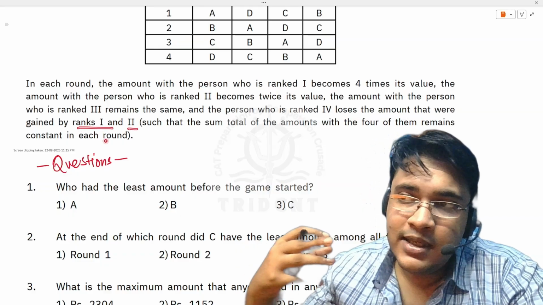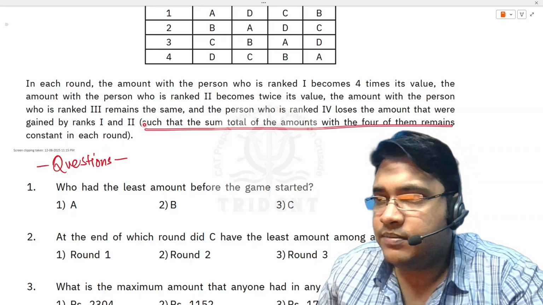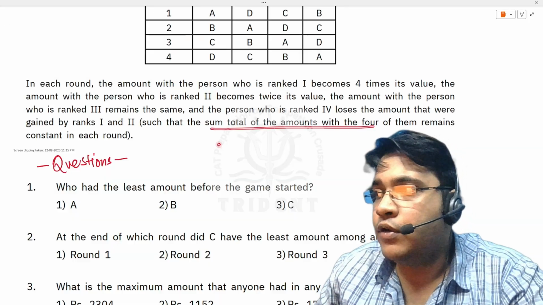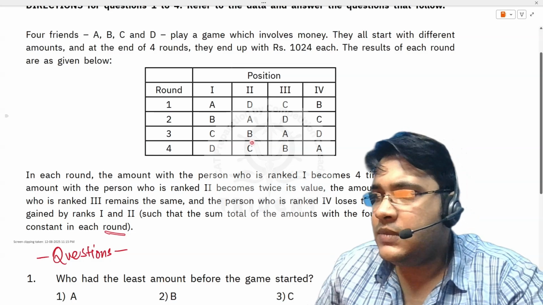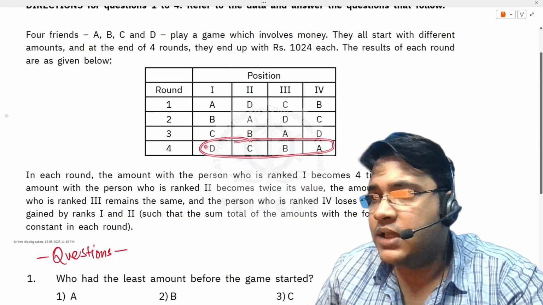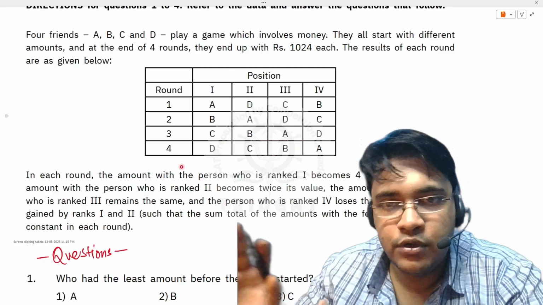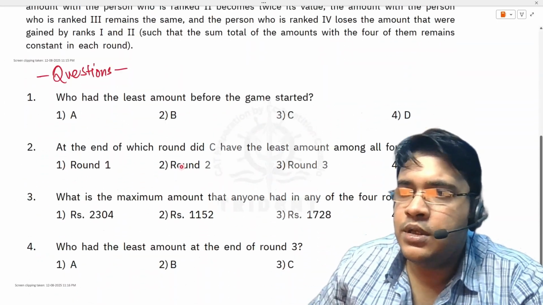So you get the hang of it, right? Even if this parenthesis statement is not given, which is effectively explaining the same thing, the sum total of the amount with the 4 of them remains constant in each round. That means after every round, the total amount has to be a constant, and that constant is 4096, which is 1024 times 4.